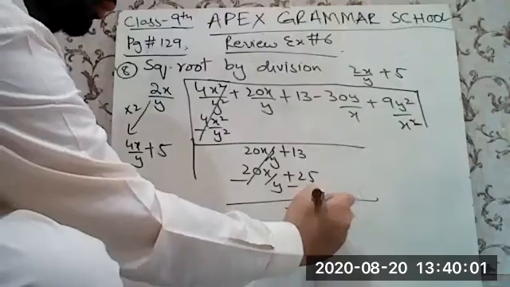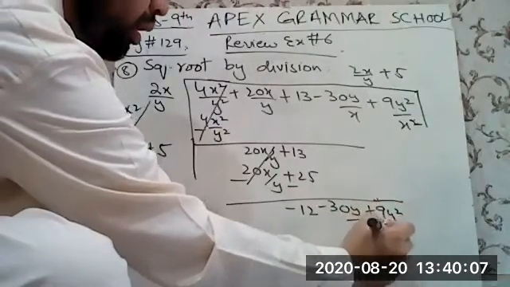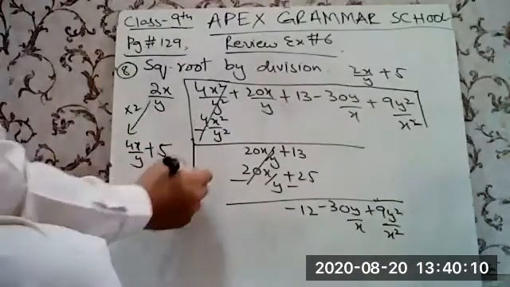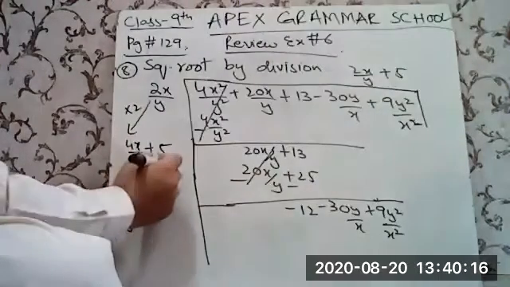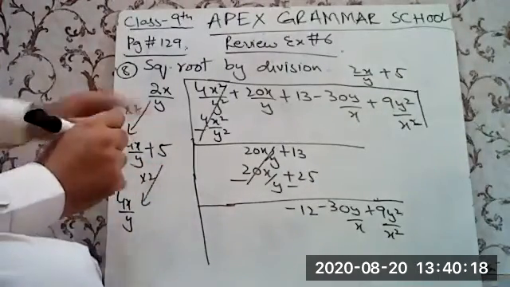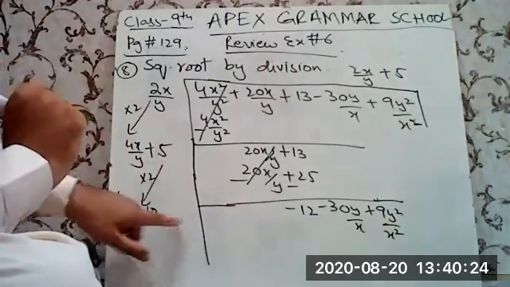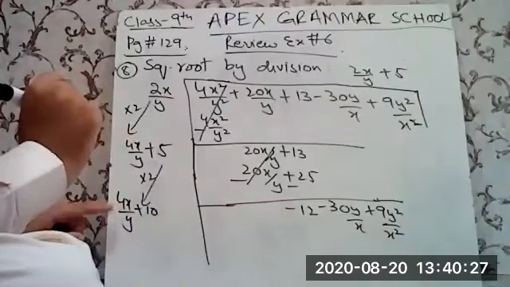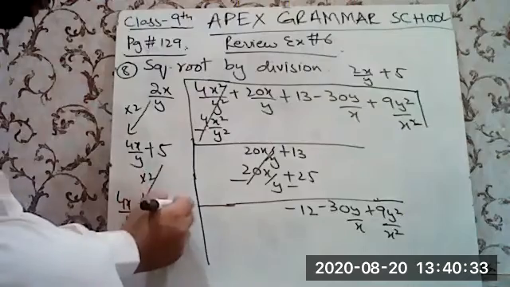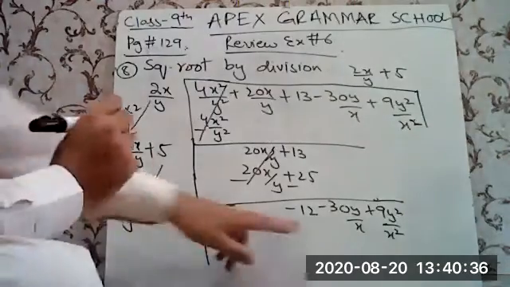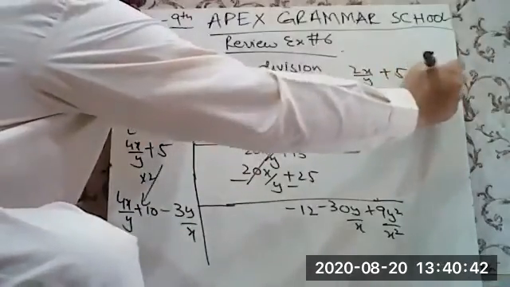minus 30y over x, and then plus 9y square over x square. Now 4x over y, you need to multiply this number by 2 to get 10. Again you need a divisor here. So minus 12 divided by 4x over y. After cancelling them, you will have minus 3y over x after dividing them. So minus 3y over x will be here and minus 3y over x will be here.